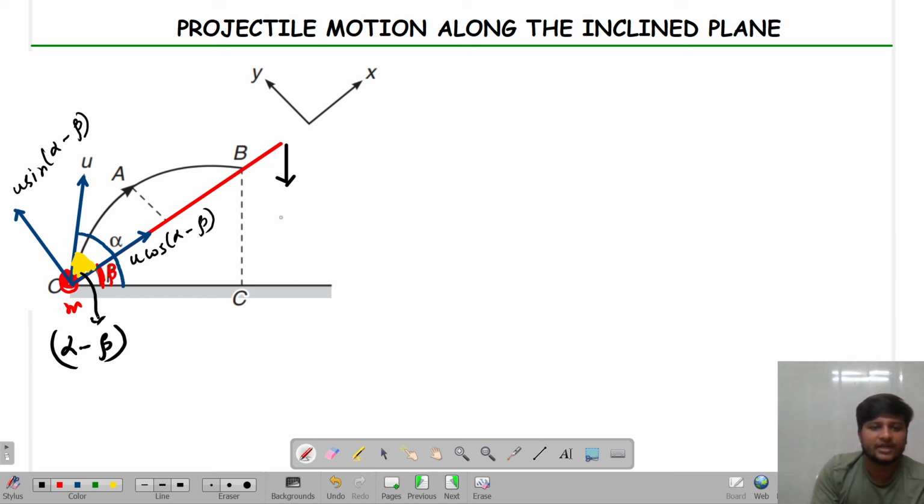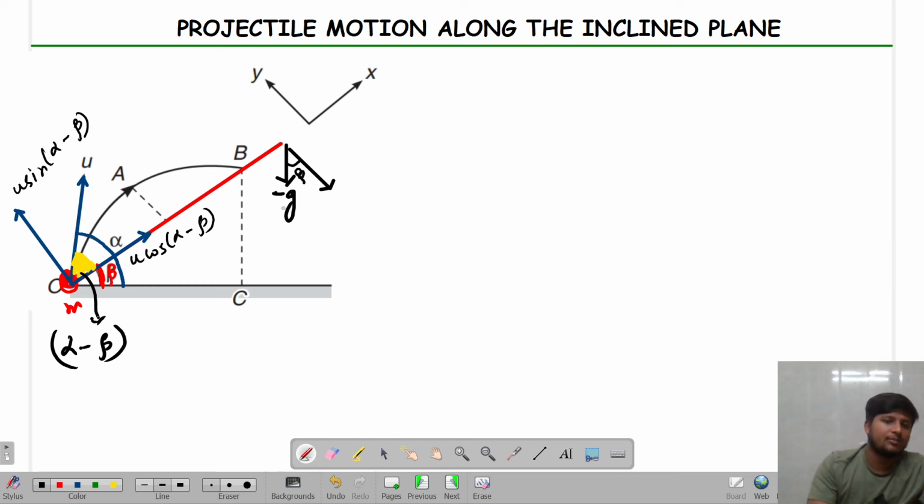So acceleration due to gravity acts along the vertical direction. But again, it will have two components. One perpendicular to the inclined plane, which is equal to how much? Let's suppose this is angle beta. So what is going to happen? This angle is also going to be beta.